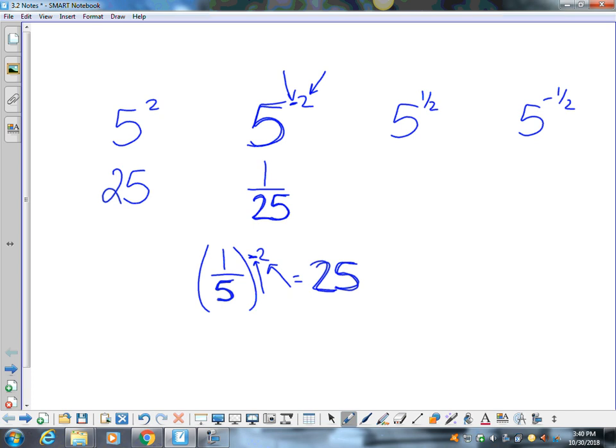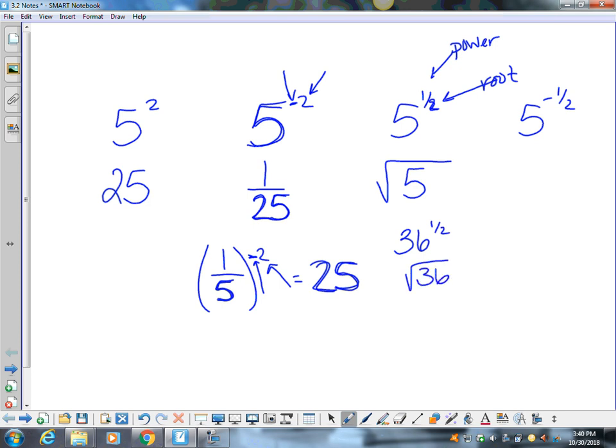For fraction powers, remember that the top number is your power. The bottom number is your root. And again, this should all be review, but I'm just trying to make sure that it's still at the forefront of your mind. So 5 to the 1/2 is the square root, because that's a 2. So square root of 5 to the 1. If I gave you 36 to the 1/2, that's the square root of 36, which is 6.